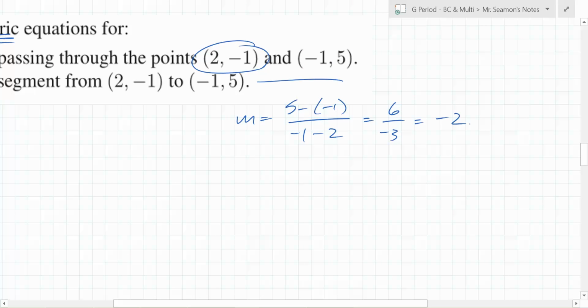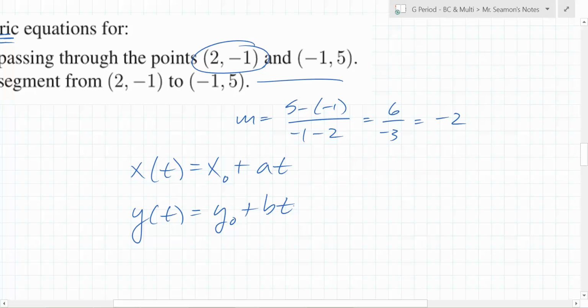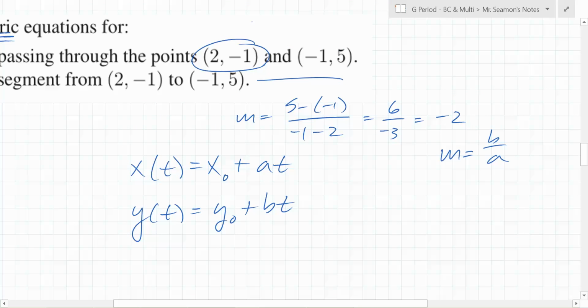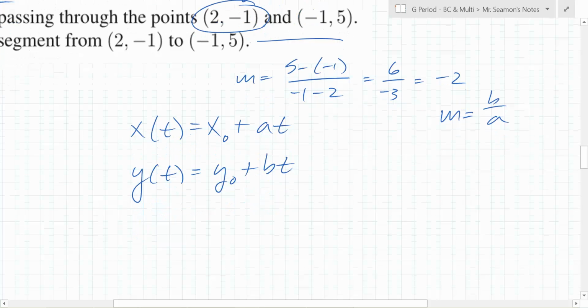And then you're like, wait a minute. What was that general form? x of t is equal to what? x naught plus at, and y in terms of t is y naught plus bt. Oh, but wait a minute. What did we say slope was equal to in parametric land? B over A, right? So theoretically, if we wanted to use this as our initial point, as our x naught, y naught, we could write now x of t is equal to 2 plus -3t.